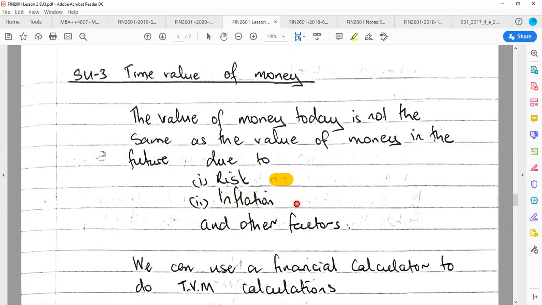Money in the future has a risk associated with it because you might not get it. You're not certain, you don't have it yet. So that means the value of money today isn't the same as the value of money in the future. And inflation, money loses value with time, right? So if you have money today, it won't be the same value as it will be in the future because its purchasing power will lose value. And other factors, like if you put money in the bank, you'll get interest. So the value of money in the future isn't the same as the value of money today.